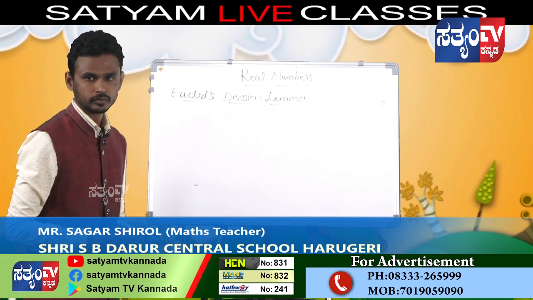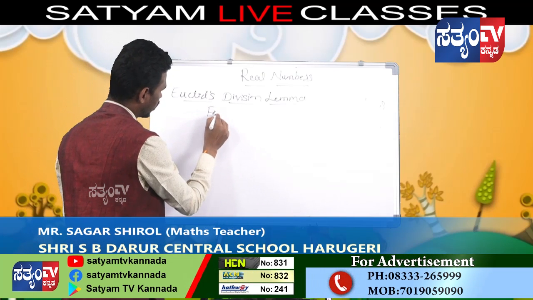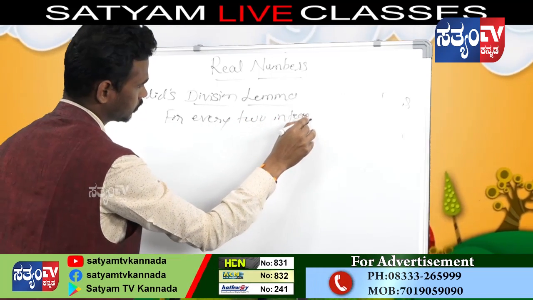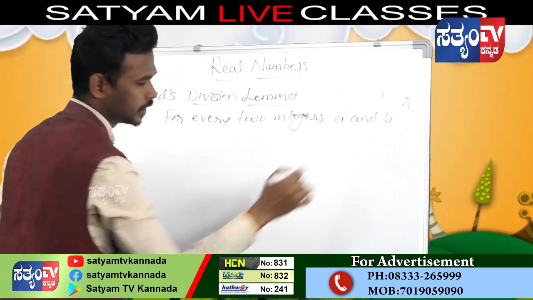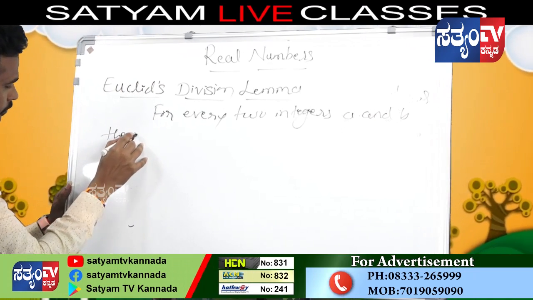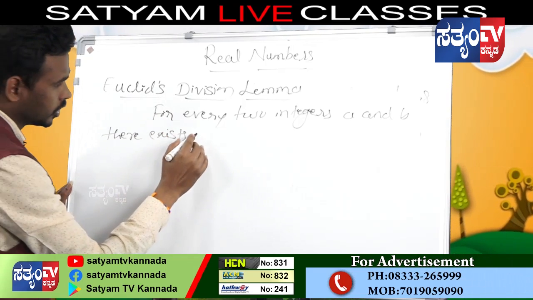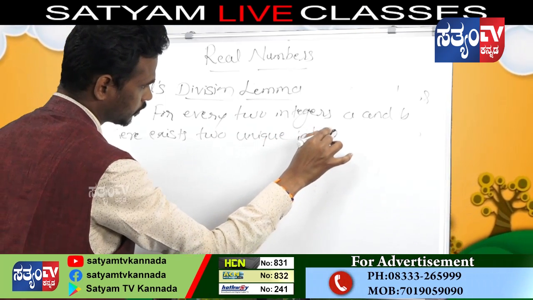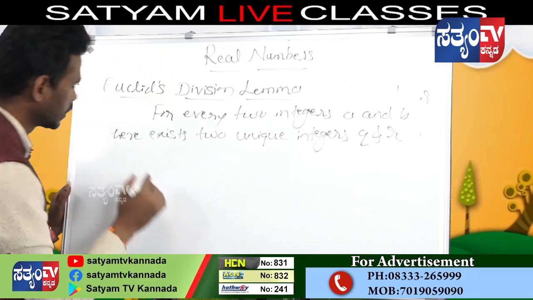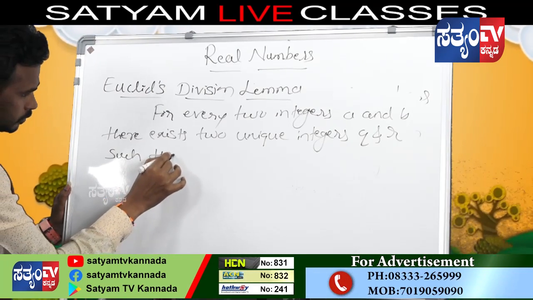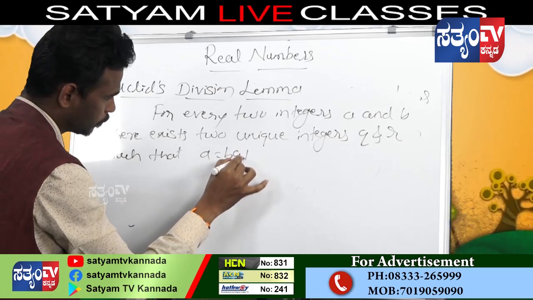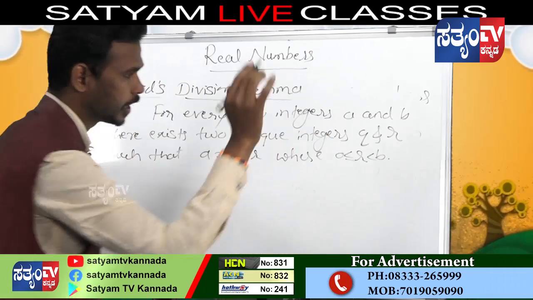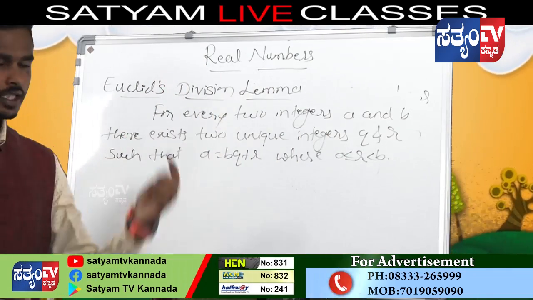Euclid division lemma says that for every two integers a and b, there exist two unique integers q and r such that a is equal to bq plus r, where 0 is less than or equal to r is less than b. So this is the Euclid division lemma.